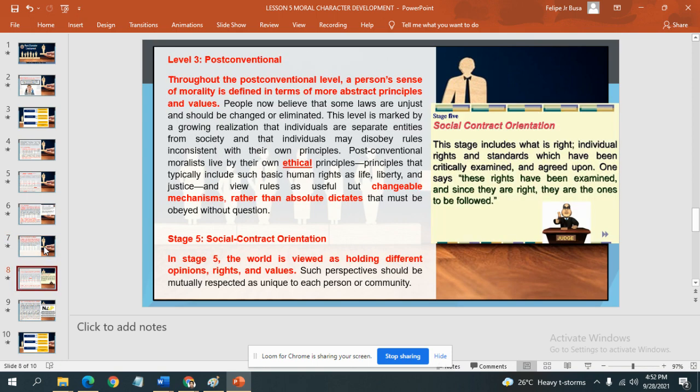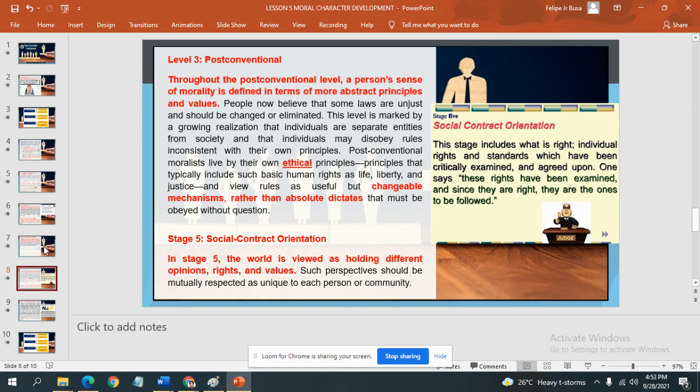So dito naman sa level 3, which is the last level, what we call as post-conventional, throughout the post-conventional level, a person's sense of morality is defined in terms of more abstract principles and values. People now believe that some laws are unjust and should be changed or eliminated. In this level, people have awakened about the realities of life. People will now recognize individual judgment that is based on self chosen principles, and their moral reasoning is now based on individual rights and justice, meaning our vocabulary of rules, choices, and preferences are now widened.